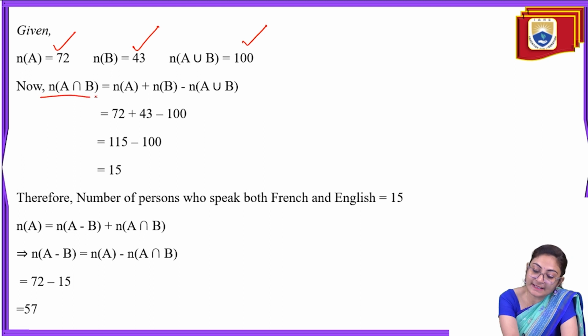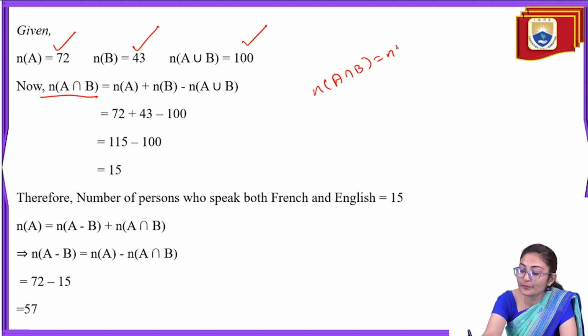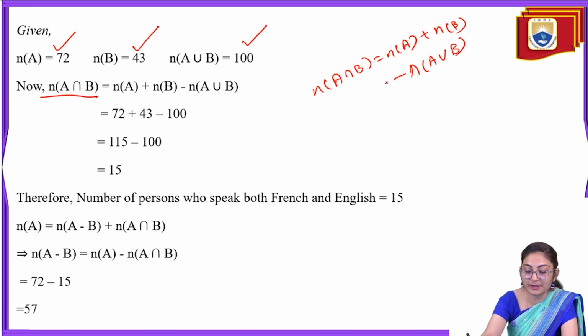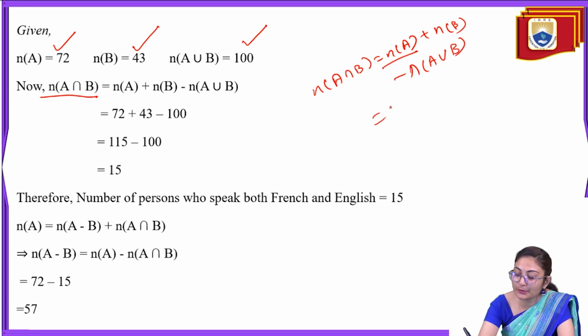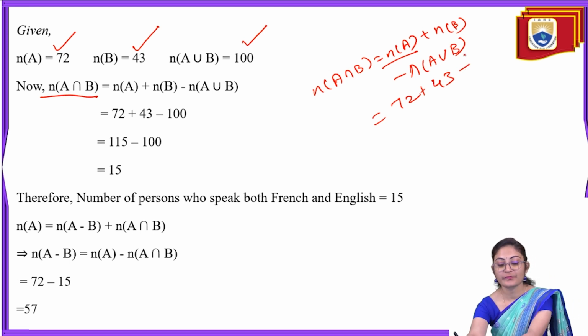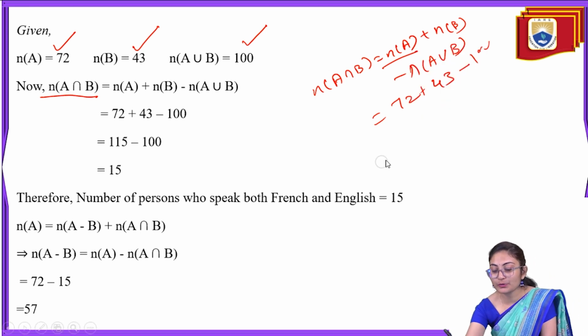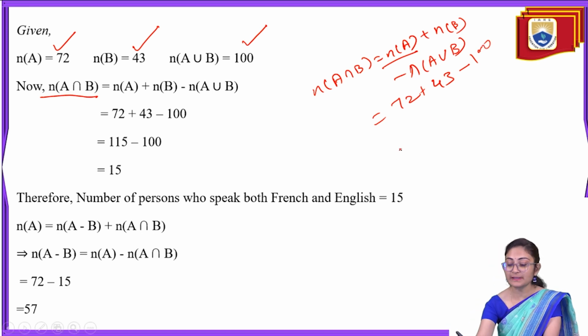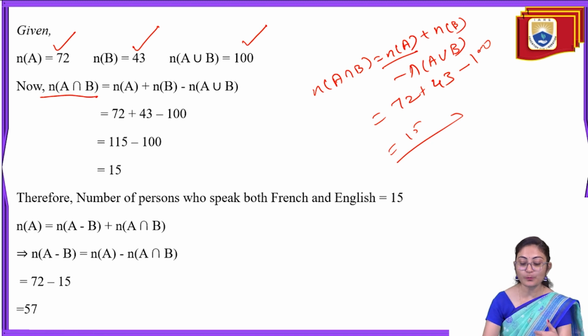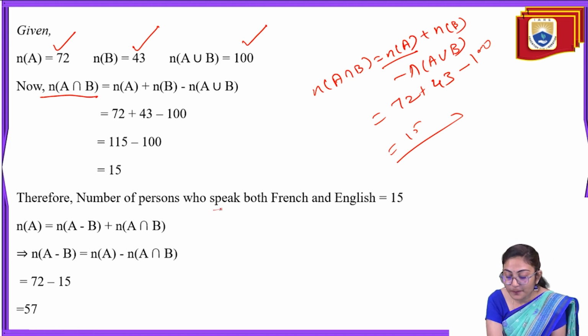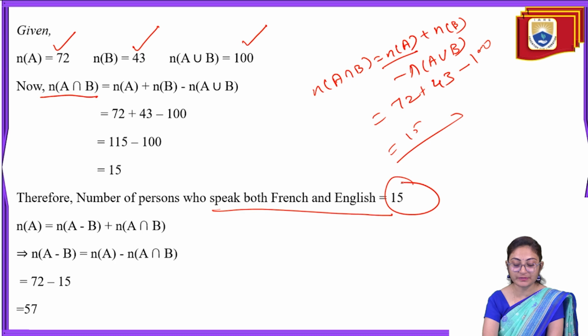Now n of A intersection B is equal to n of A plus n of B minus n of A union B. Now n of A value is 72, n of B value is 43 and n of A union B is 100. After solving this, you will get the answer, that is 15. Then the number of persons who speak both French and English is 15.